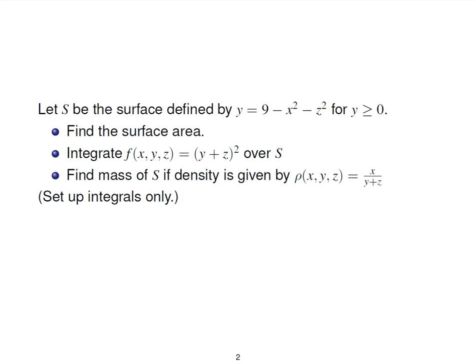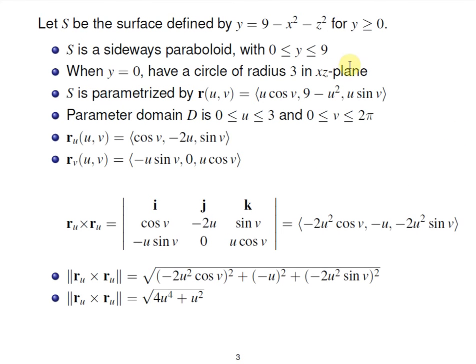So let's revisit the surface we saw earlier. This was the sideways paraboloid. We're going to set up three integrals: one for the surface area, one to integrate the given function f of x, y, z equals (y plus z) squared, and then finally one integral which will represent the mass of the surface if the density is given by rho equals x over (y plus z). So this is all from before, so I won't repeat all this.